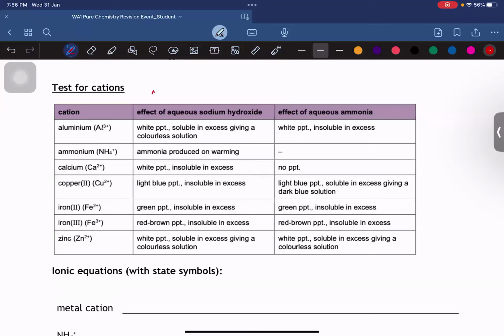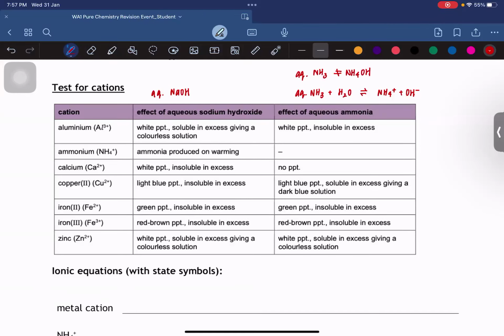I write down the equation. Aqueous hydroxide, correct? Sodium hydroxide. Aqueous ammonia. But for aqueous ammonia, the chemical equation should be in this manner: NH4+ and OH-. Okay? Before we move on, I need you guys to take note: aqueous ammonia is not ammonium hydroxide. Two different things. Aqueous ammonia is ammonia plus water gives me NH4+ and OH-.